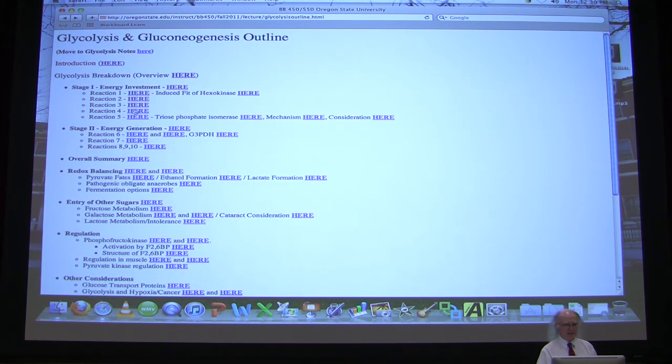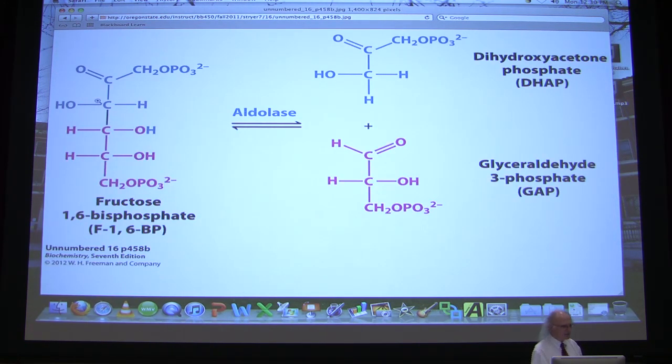We can look at this next step as being a lyase-type reaction, because what we see is that this guy is going to get split right in the middle. And this enzyme is the only enzyme in the entire pathway whose name doesn't immediately tell you what it does. It's called aldolase. All the other enzyme names in the pathway tell you what the enzyme does. Okay? So what's happening here?